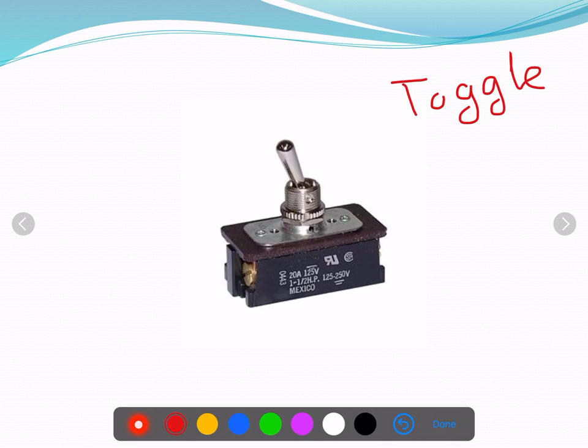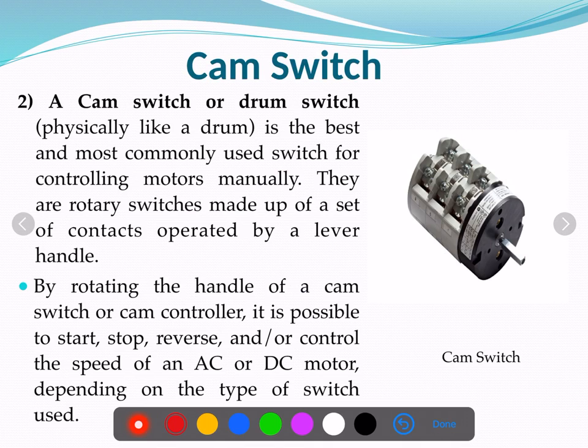Where to use it? It's recommended in small motors, like for example in fans. It controls only turning on and off. Now, if you want to control different speed levels of your motor, or if you want to reverse your motor, then you will need this CAM switch. For example, you can see it in the grinder. You know the meat grinder?